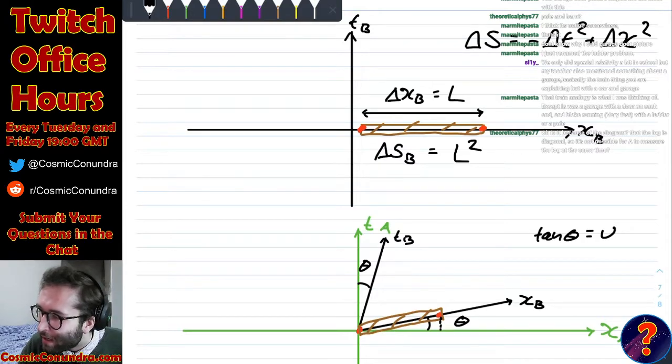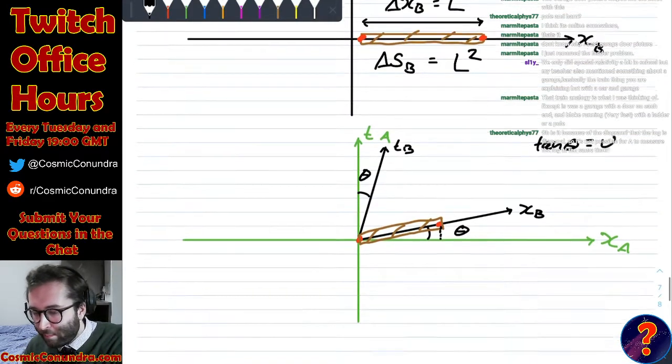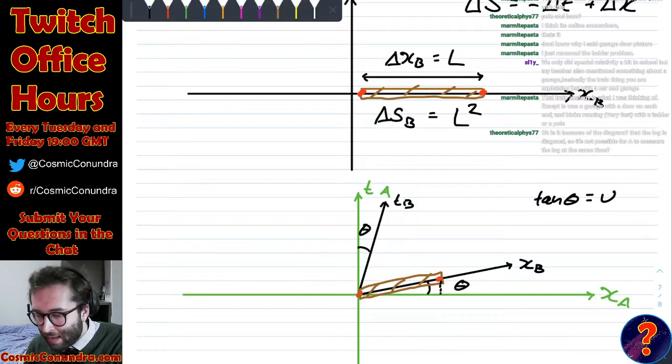Basically the train thing. Oh, okay, yeah, I haven't heard of that before. Is it because of the diagram that the log is diagonal, so it's not possible for A to measure the log at the same time? Yeah, that's exactly it.